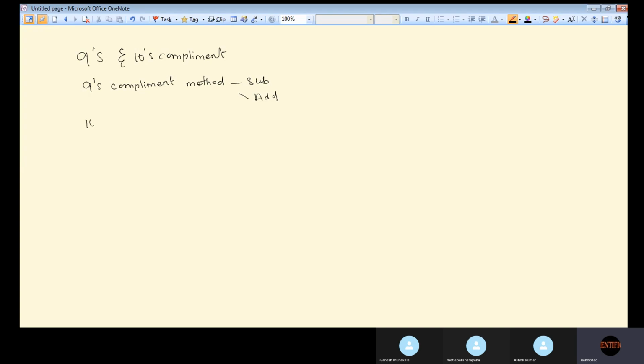So, and also tens complement method of subtraction. Okay, we'll see this, and later we'll go into signed and unsigned numbers.